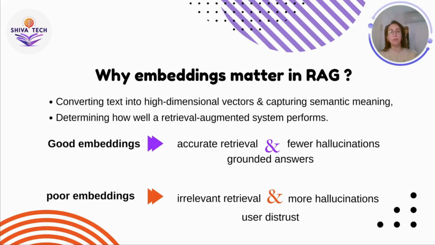If you come up with a really good embedding system, at the end you would have accurate retrieval, fewer hallucinations and grounded answers. It plays a role. I'm not saying it's the main component of such impact, but for sure it will impact it as one of the components of the RAG system. But if you come with poor embedding, you would not have relevant retrieval, you would have more hallucination, and the users will lose their trust in your system.